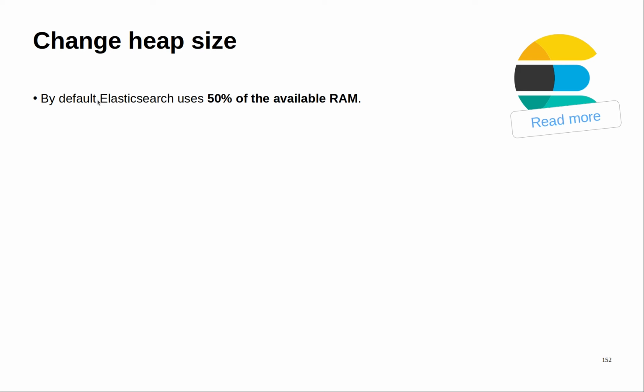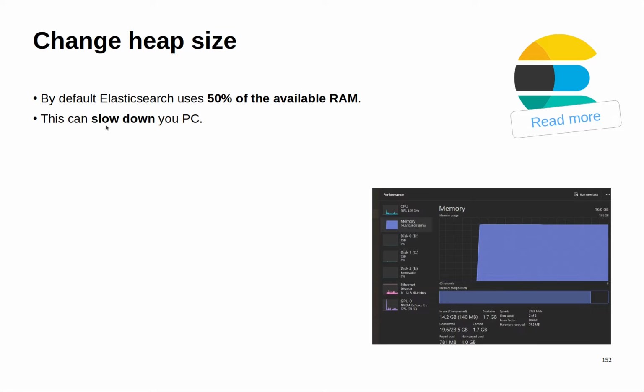By default, ElasticSearch allocates 50% of your system's available memory. For instance, my system has 16 gigabytes of RAM, so whenever I start the ElasticSearch container, it uses 8 gigabytes. This slows down my PC significantly and can even cause it to freeze because there is no memory left. For small projects and local setups, I think allocating just 1 to 2 gigabytes is usually sufficient.